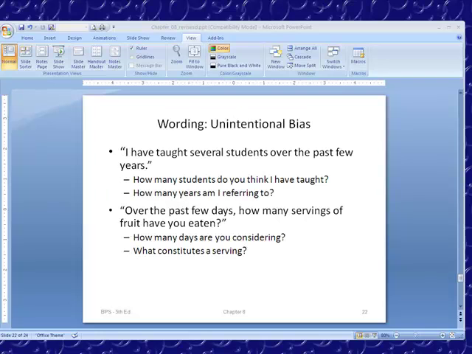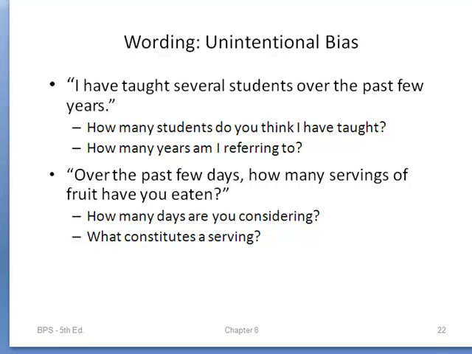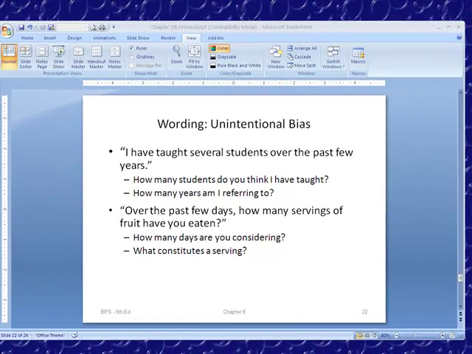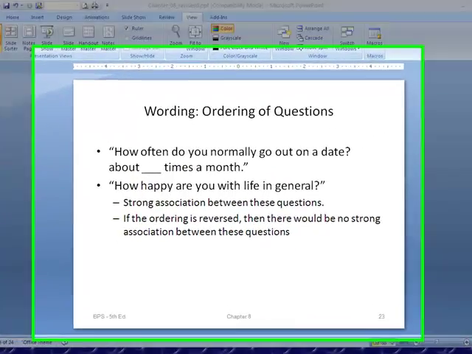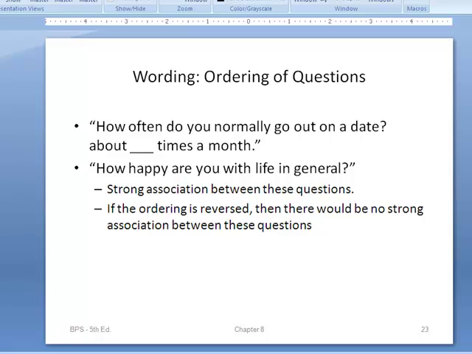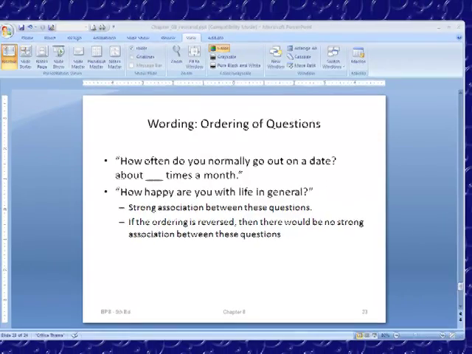We have unintentional bias, where certain words have certain meanings or connotations, and we don't really wish to do that, but sometimes we can do that also. And sometimes the ordering of our questions can lead the person taking the survey into an answer that we want. So we have to be careful of the order of how we ask.